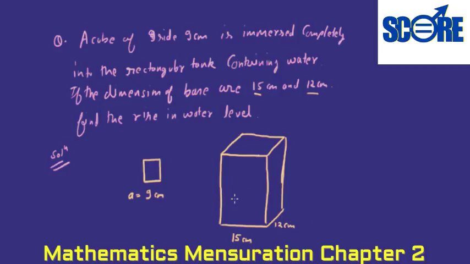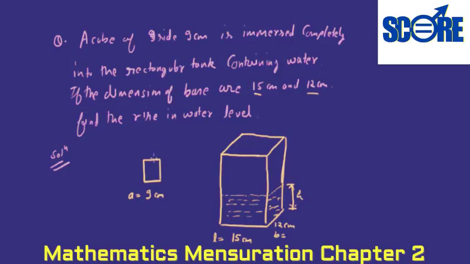Now there is some water in it. Let's say up to this height there is water inside it. Let's say the initial height of the water is h. This is the length. This is breadth. Now this is the initial height of the water level in the tank.